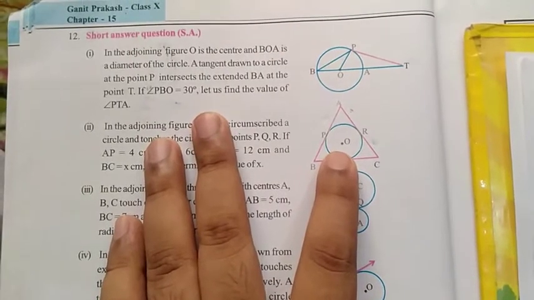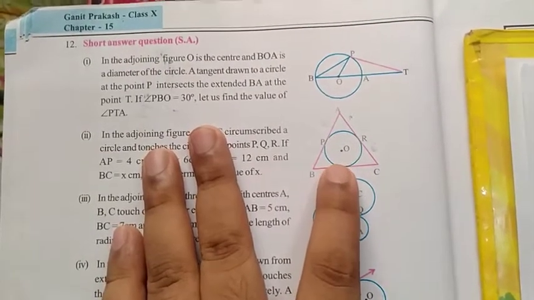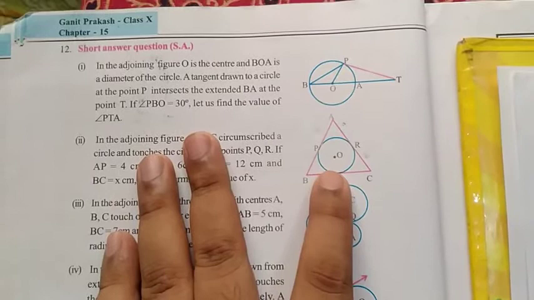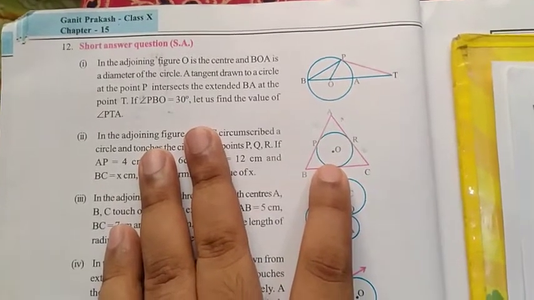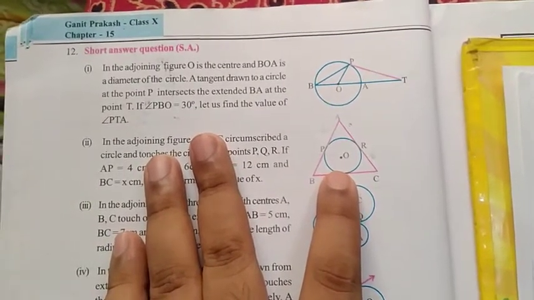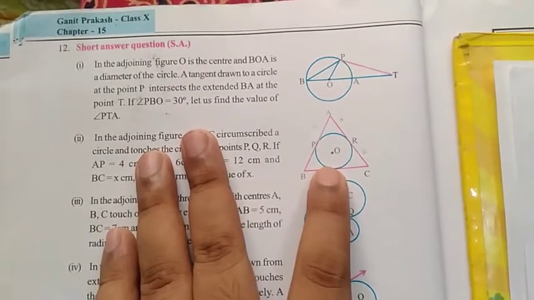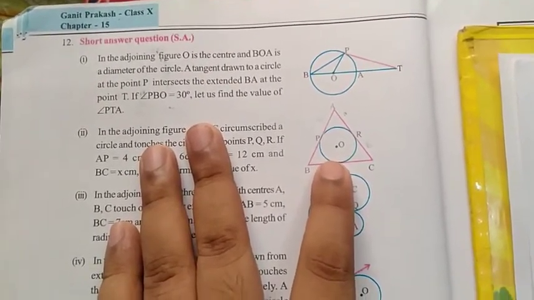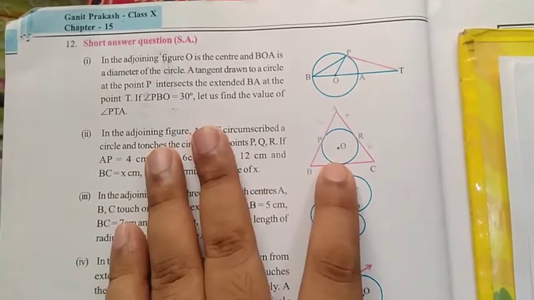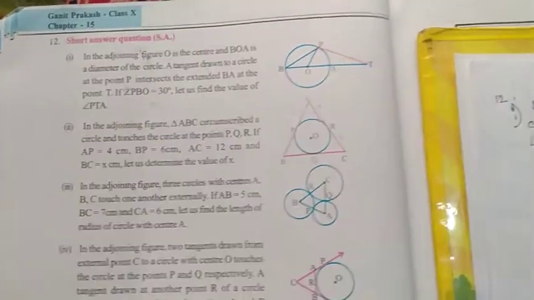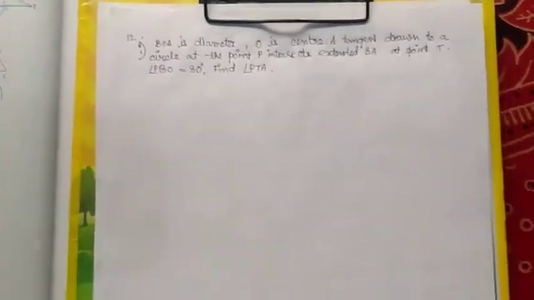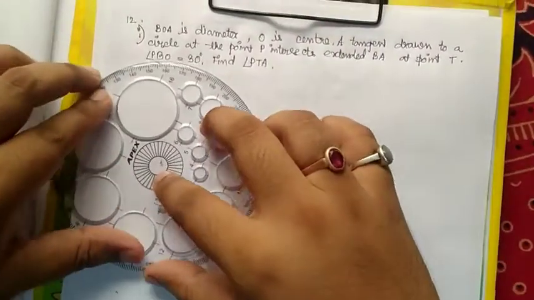The sum is: in the adjoining figure, O is the center and BOA is the diameter of the circle. A tangent drawn to the circle at the point P intersects the extended BA at the point T. If angle PBO equals 30 degrees, let us find the value of angle PTA. So the diagram should be like this one.